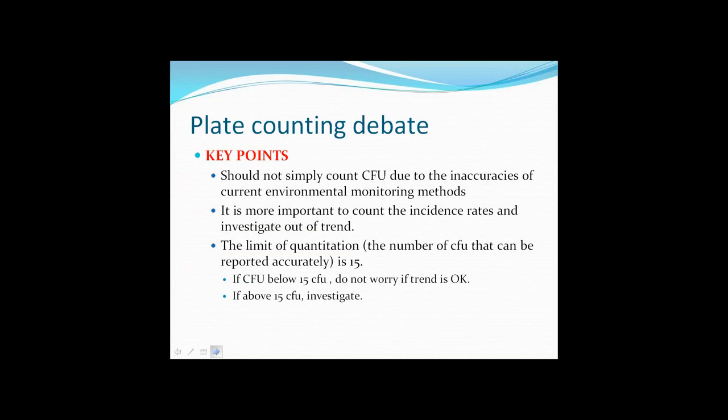And there's also an inference that once these contamination rate metrics are established, they should remain relatively stable over time with little variation. So let's just pause and consider these key points. Our environmental monitoring methods are inaccurate, so perhaps it's wrong simply to enumerate the numbers of colony-forming units. It may be better to count the incident rates and investigate out-of-trend situations. The limit of quantitation is somewhere around the level of 15.